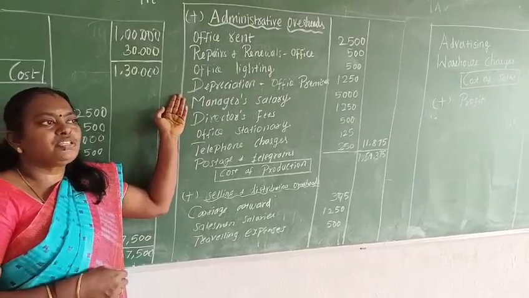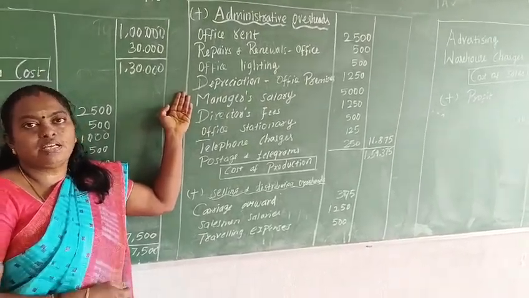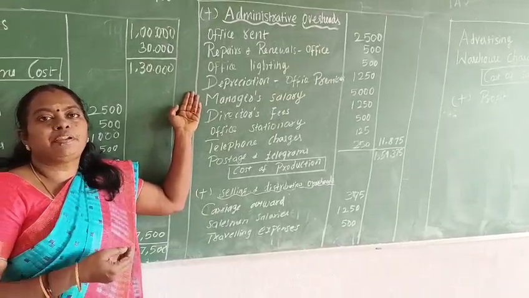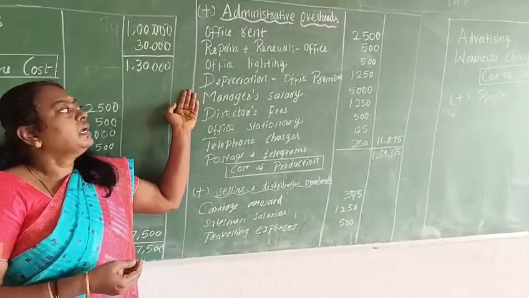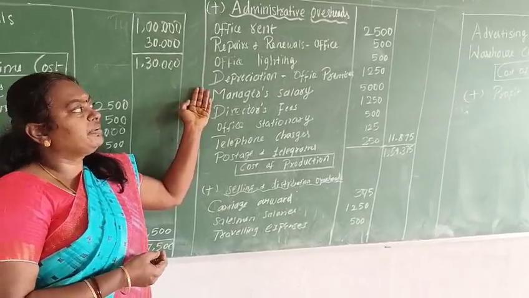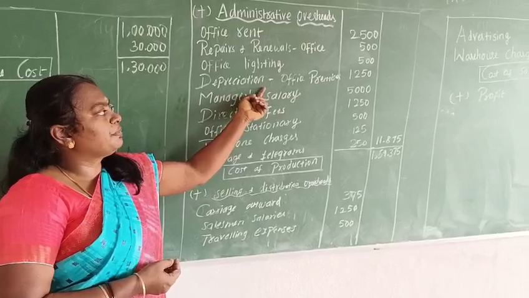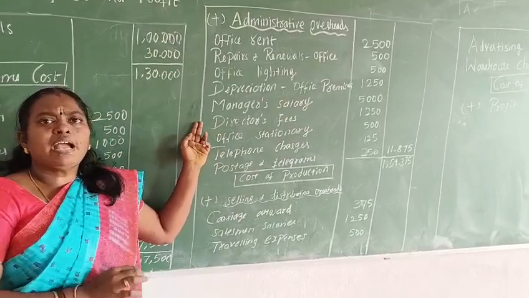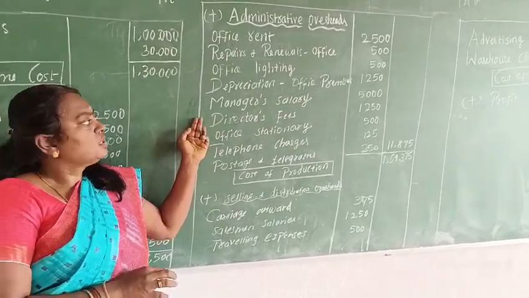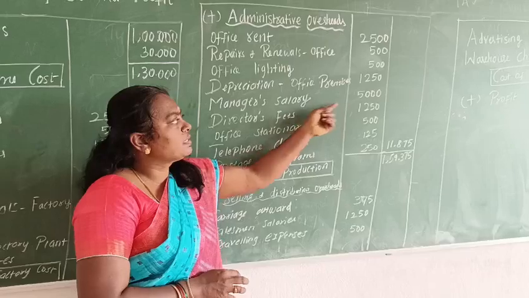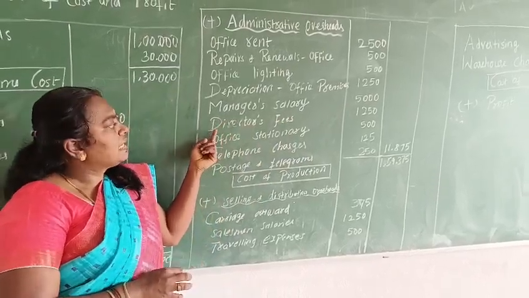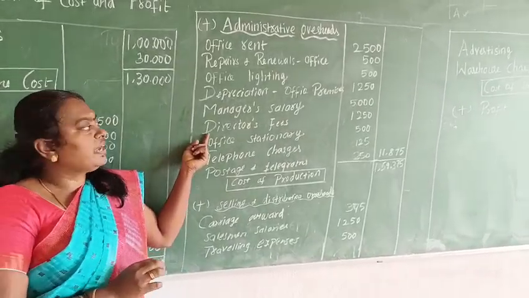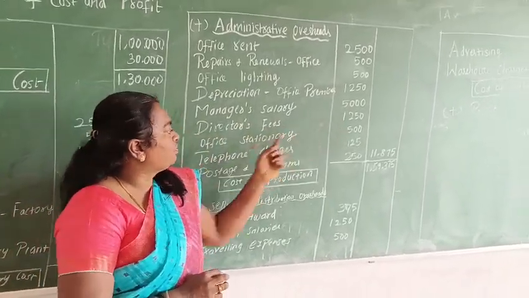Depreciation, the same thing. Depreciation is the reducing value of the asset. In the office also, for example, typewriting machine or computer system, many assets will be there. So we have to calculate the depreciation value for the asset, rupees 1,250. Next, we have to give the salary for the manager. The manager's salary is rupees 5,000. The manager will be in the office. Then director fees. In each and every office there will be a director. For the director we have to give fees rupees 1,250.